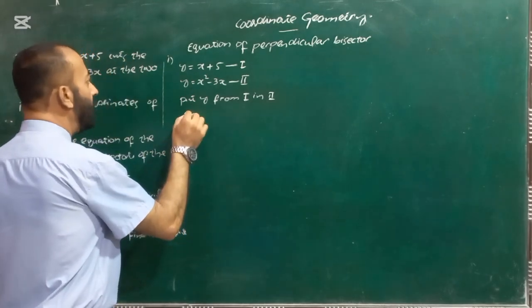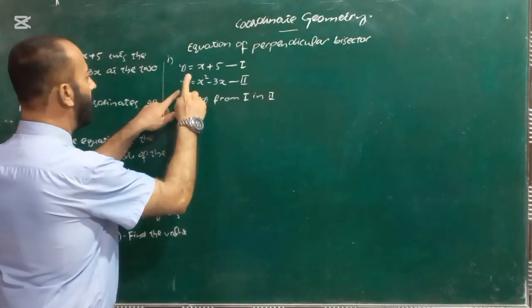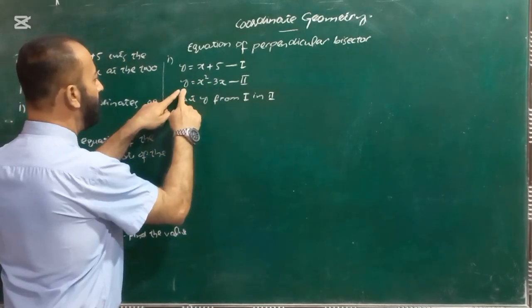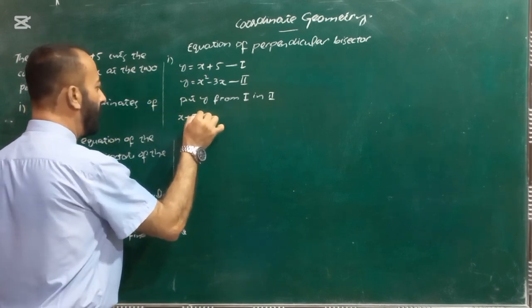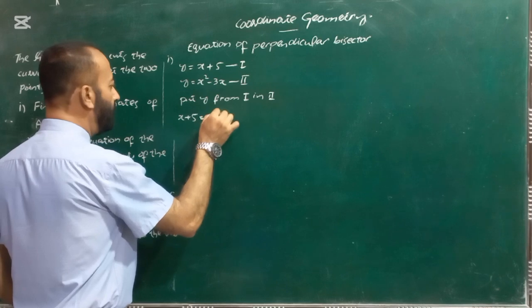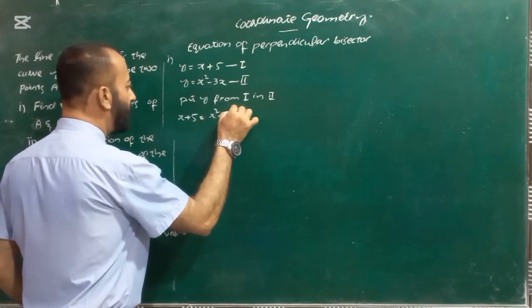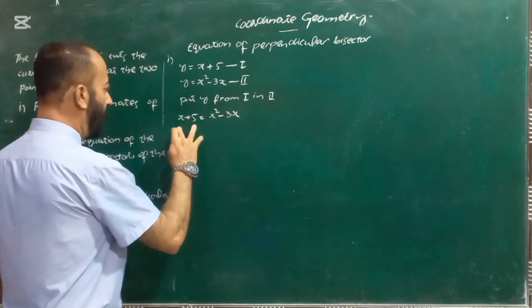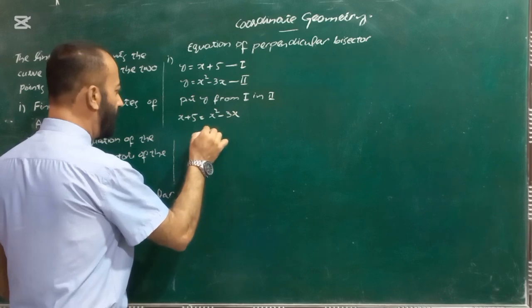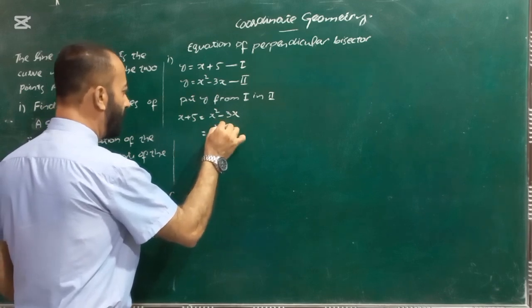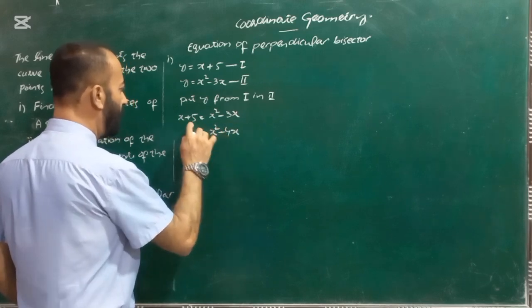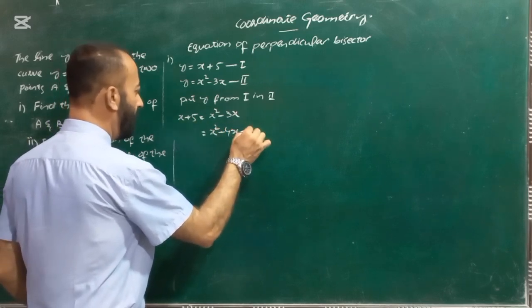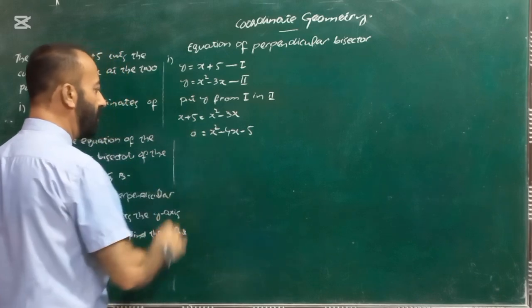So y is equal to x plus 5. So that value will be placed here. So look now, x plus 5 will be equal to x square minus 3x. So x plus 5 will go to the right side, so it will become x square. This x will go to, this will be subtracted, so it means it will be minus 4x and this will be subtracted as well. So minus 5 is equal to 0.